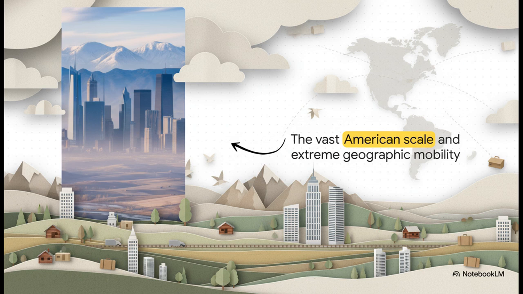Plus, because America is built on an immigrant foundation by people who completely uprooted themselves, there's an extremely high rate of geographic mobility. Compared to Europeans, Americans generally have a much weaker attachment to their birthplaces, and they'll readily move all the way across the continent just to chase a new opportunity.